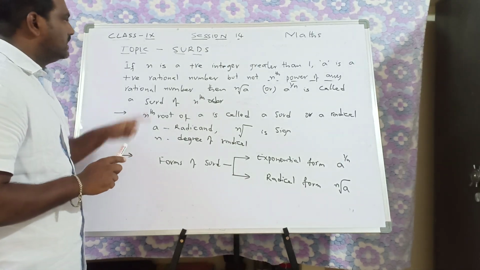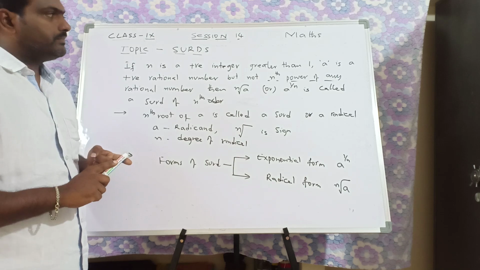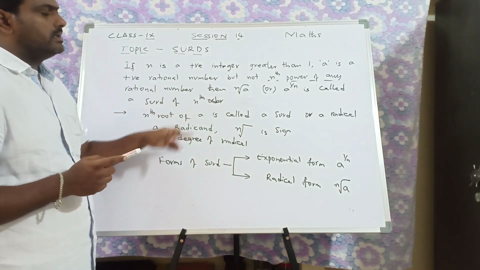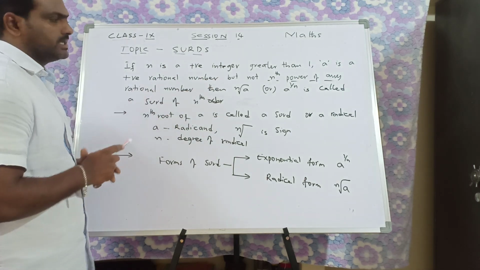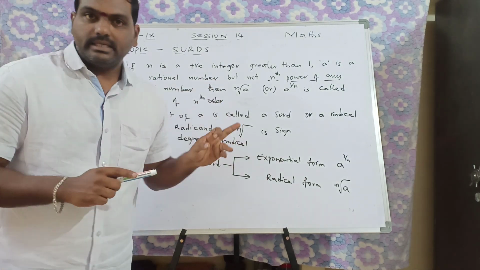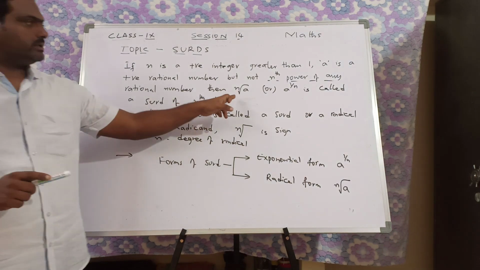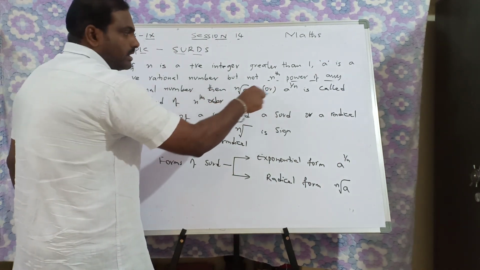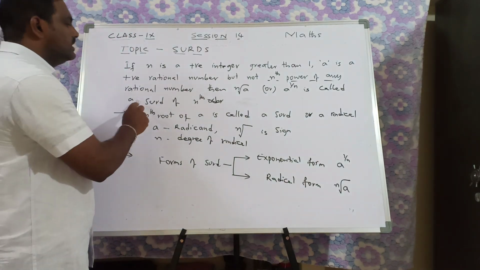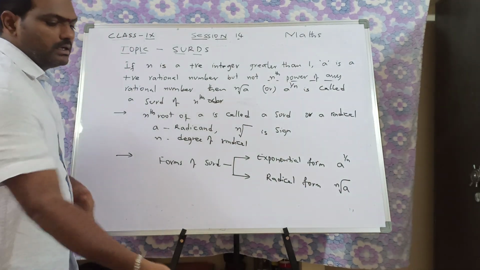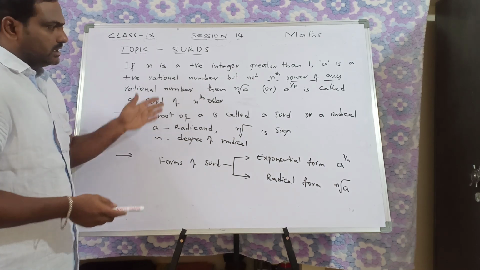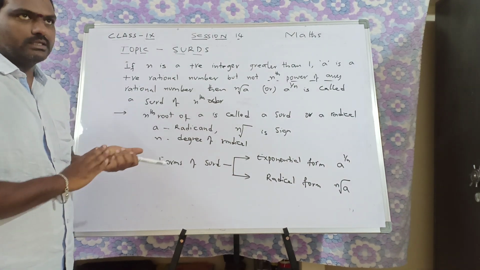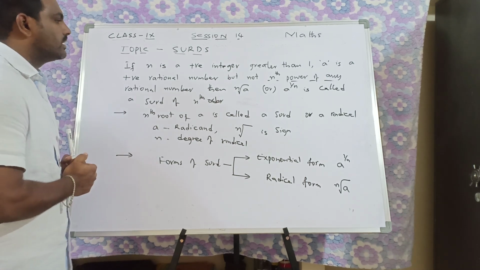I repeat again, three conditions. Condition number 1 is n must be a positive integer greater than 1. The second is a is any positive rational number but not the nth power of any rational number. Then how to read? Nth root a, or a power 1 by n. Both are the same. It is called a surd of nth order. If the definition is not clear, you can check the page in your textbook where the surd definition is given.